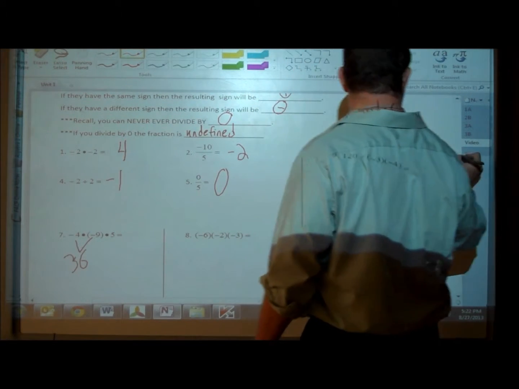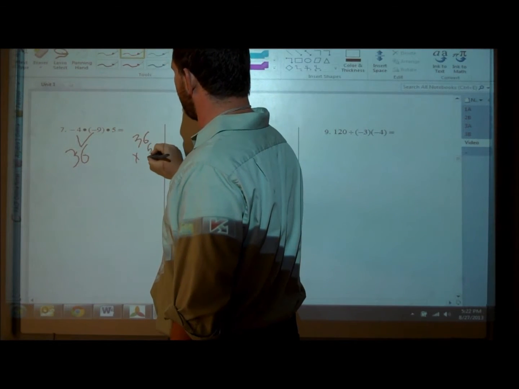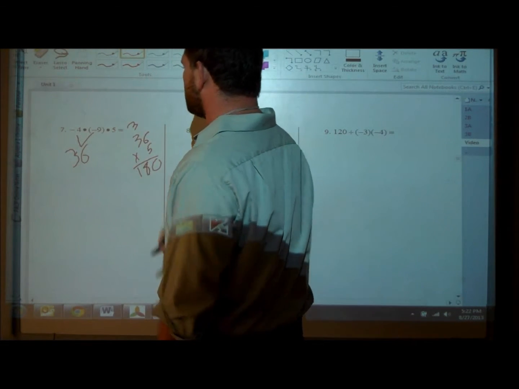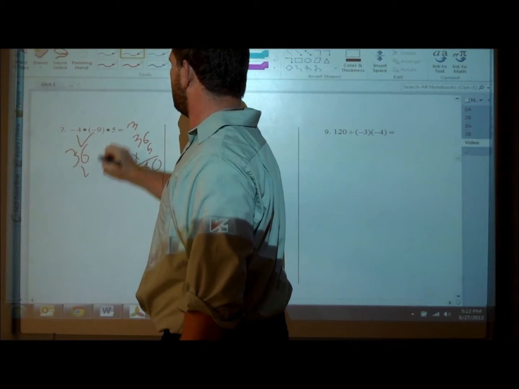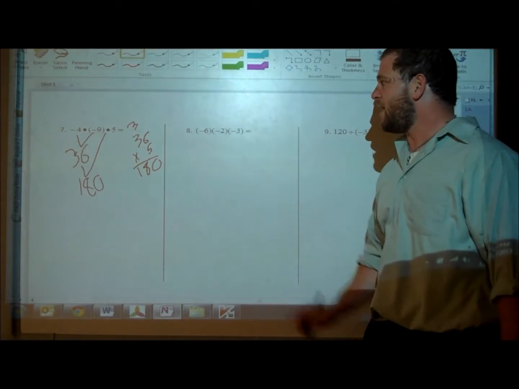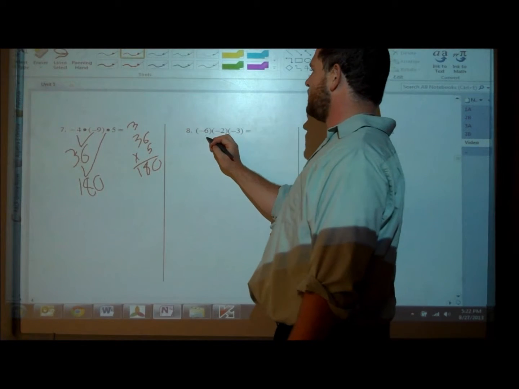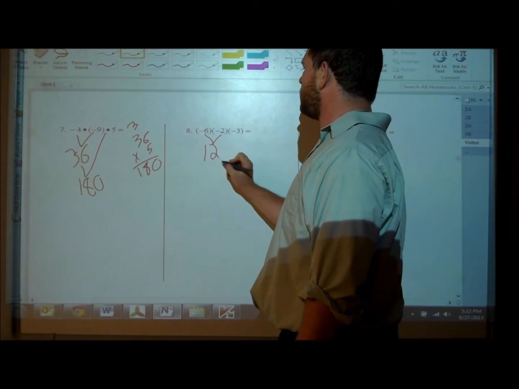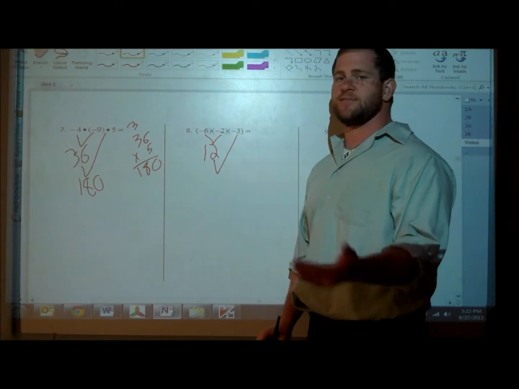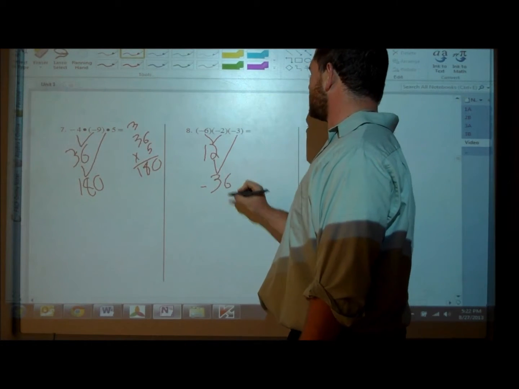36 times 5, let me see, I can do it off to the side. 36 times 5. 6 times 5 is 30. 15, 16, 17, 18. So I know 36 times 5 is going to give me 180, and with the negative sign, negative 180. If I've got negative 6 times negative 2 times negative 3, same thing, break it into parts. Negative 6 times negative 2, positive 12. Positive 12 times negative 3. Positive times a negative, I've got to end up with a negative sign. 12 times 3 is 36.